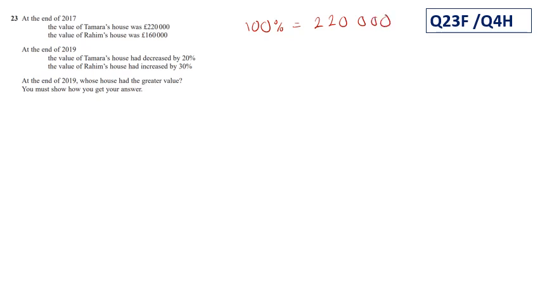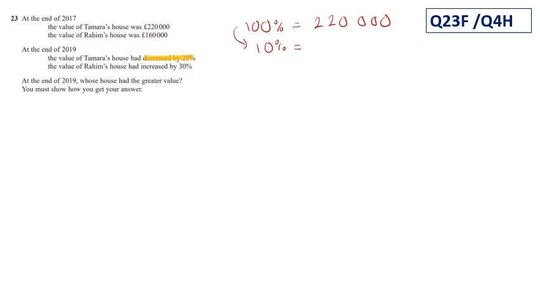Okay, and the value of her house decreases by 20% by the end of 2019. So that means we need to find 20% and then take it off the original 100% to give us an overall value of 80%. So to do that, I'm going to find 10% of the value of her house, and then I can double that to get 20%.